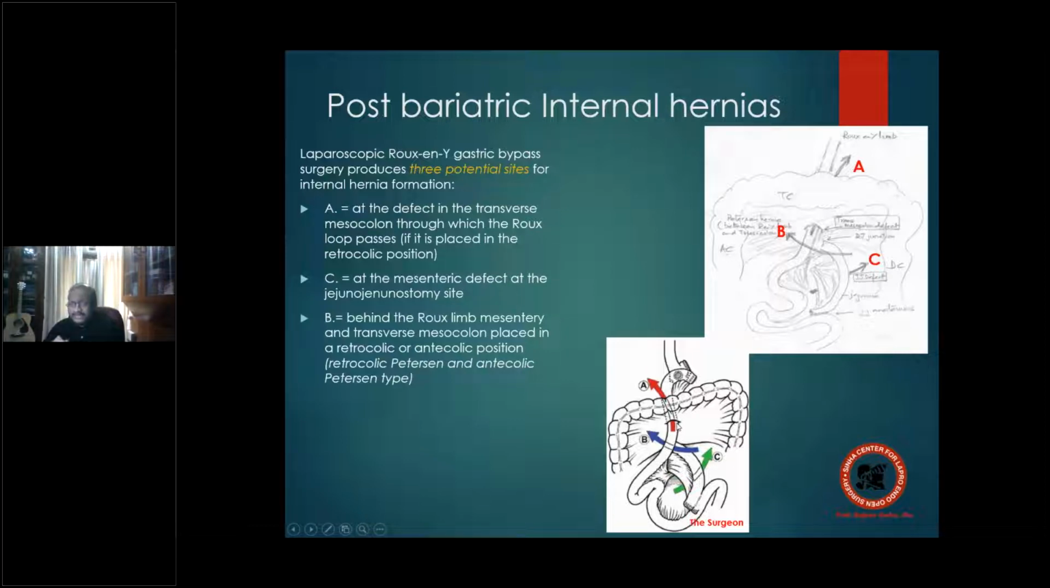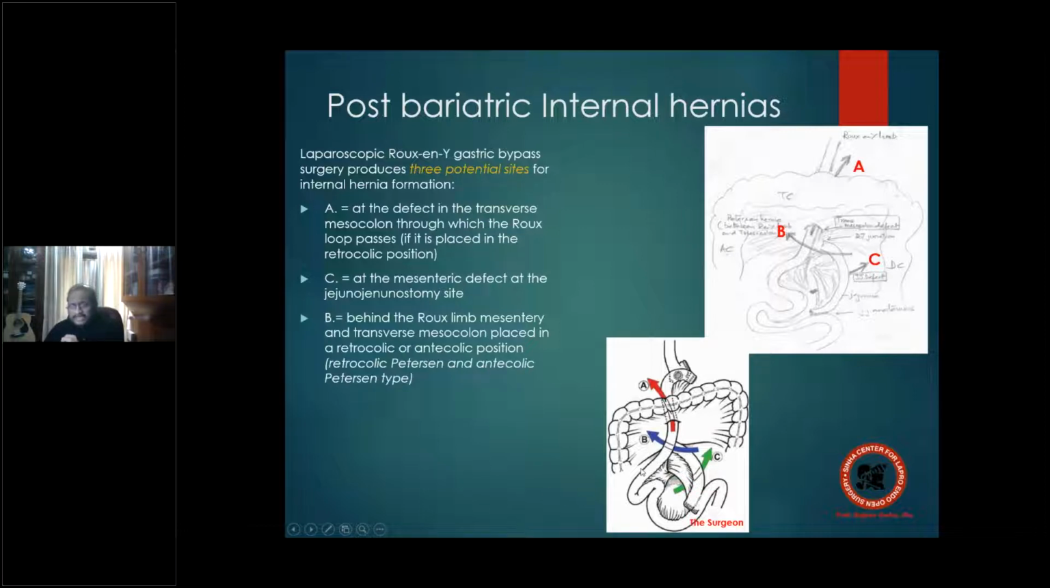The gold standard of bariatric surgery as of today is the Roux-en-Y, what is depicted in this picture. The second site of hernia is where you do a jejunojejunostomy. Can you see the cut of jejunum and the loop? If you're not careful enough to close this opening underneath the mesentery of the jejunum, then you can have what is known as the hernia at the jejunojejunal site, that is C. So transmesocolic, jejunojejunostomy hernia.